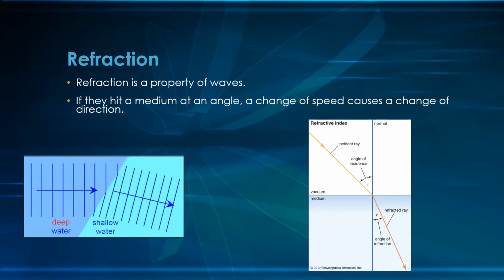Next we come on to the process of refraction. Now refraction is a property of waves whereby when they hit a medium at an angle, a change in speed occurs which causes a change in direction. So we see that in both these diagrams.